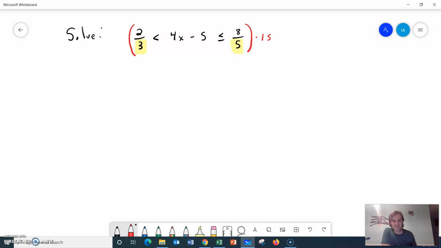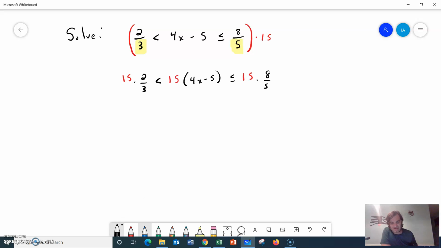And I'll do this a little bit longer than usual because I want to make sure you remember how to do it from an equation. So the first one would be 15 times 2/3 less than 15 times 4x minus 5 less than or equal to 15 times 8/5. And we're going to clean these up.